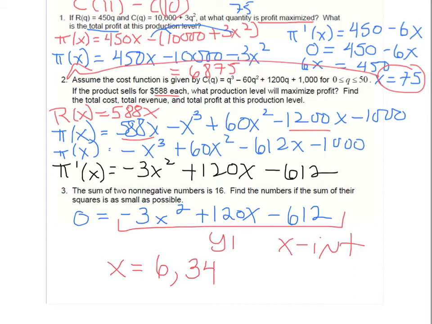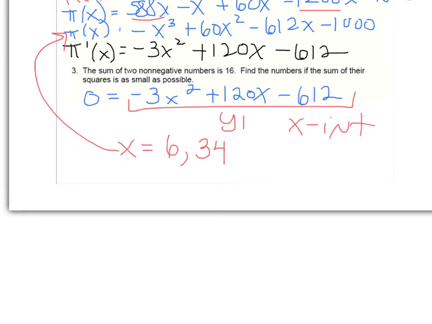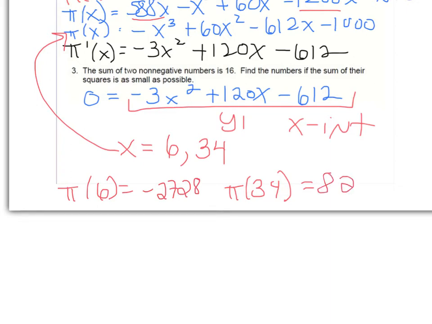Now we have 2 possible values that would make the profit a max. Well, one of them might be a minimum and the other one might be a maximum. So we're going to determine the difference by plugging it back into the original profit equation. So if I do the profit of 6 and the profit of 34, the profit at 6 is negative $2,728, and the profit at 34 is $8,248. So the maximum is at 34. The minimum is at 6.